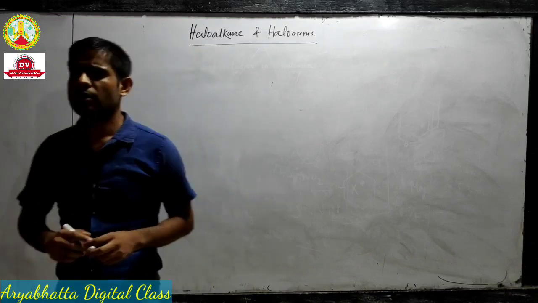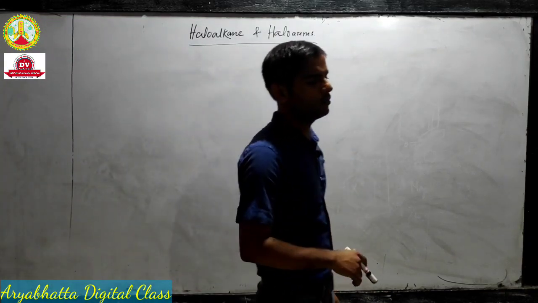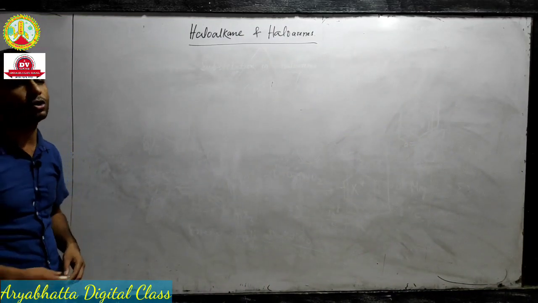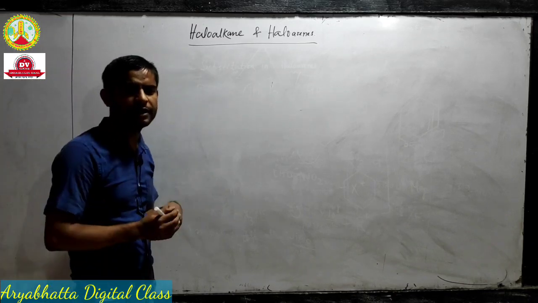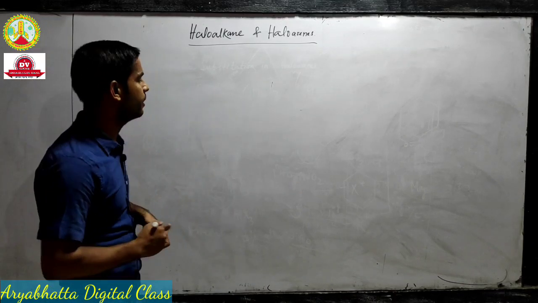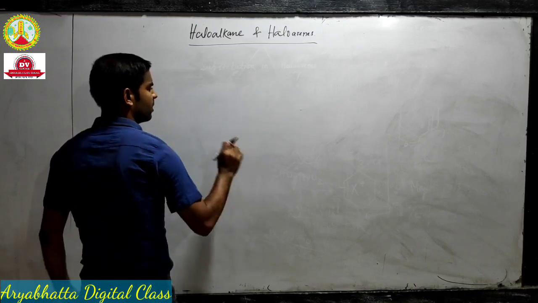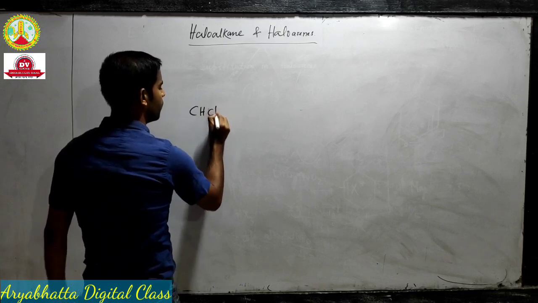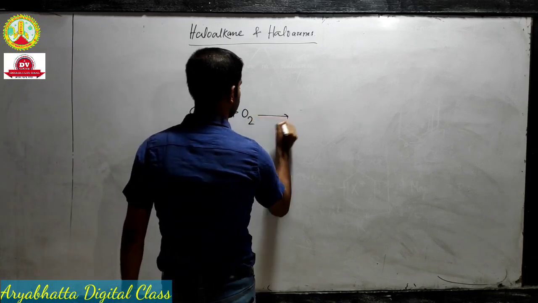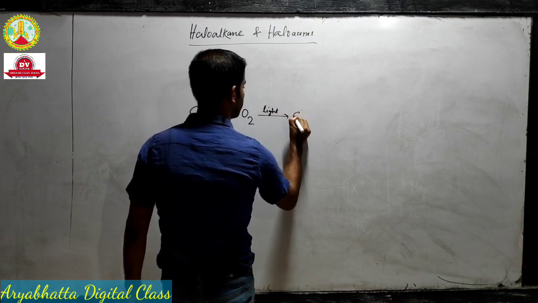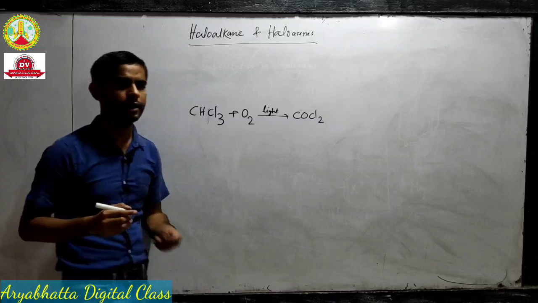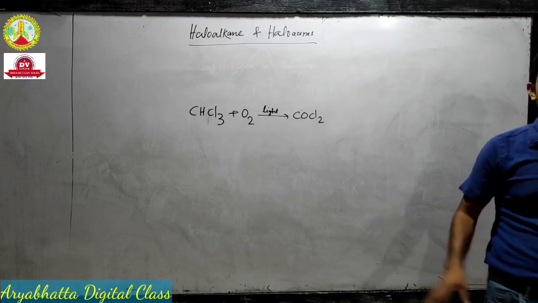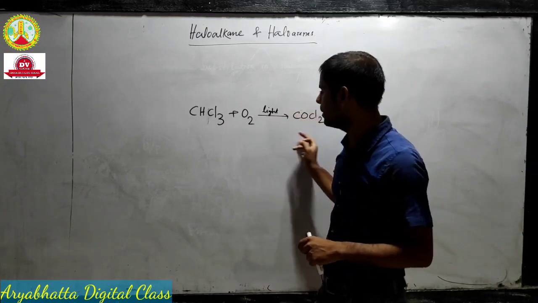Now there are other derivatives from chloroform. We have carbon tetrachloride, which you will use as a laboratory reagent in class 12 practical. For chloroform, there is a question or reaction. When chloroform reacts with oxygen in the presence of light, it forms COCl2, carbonyl chloride. This gas is highly poisonous.